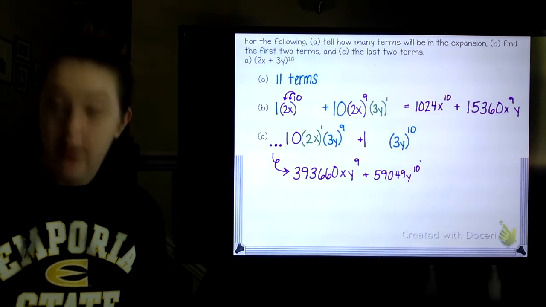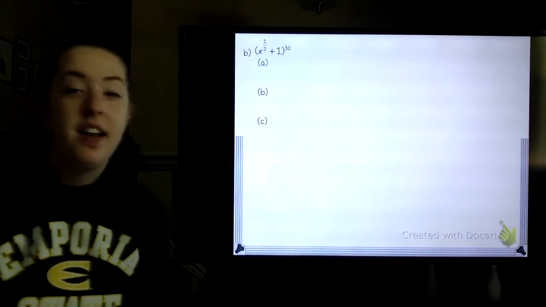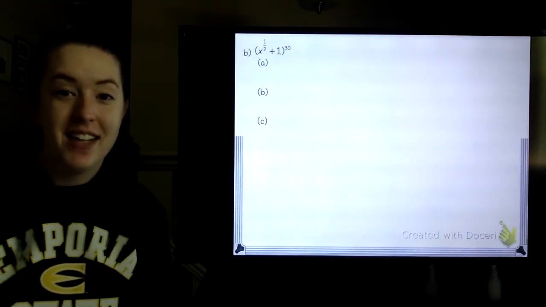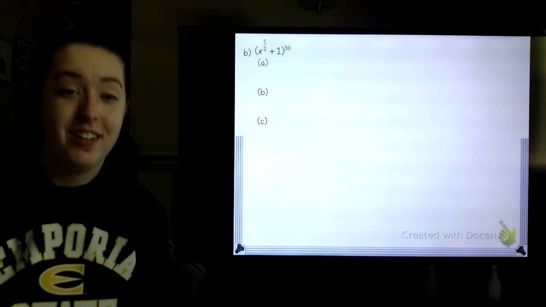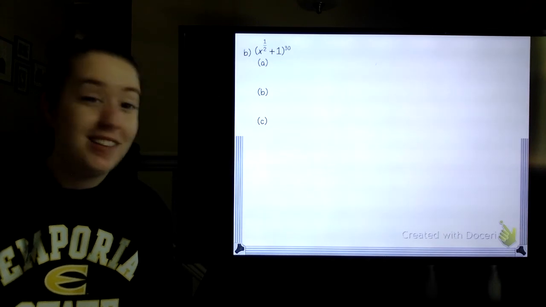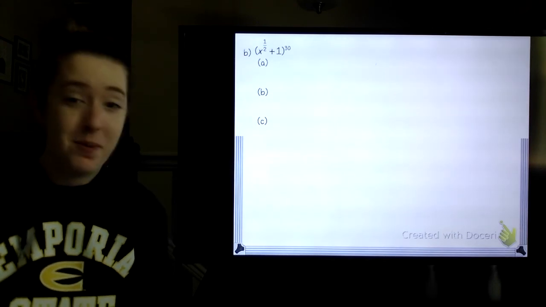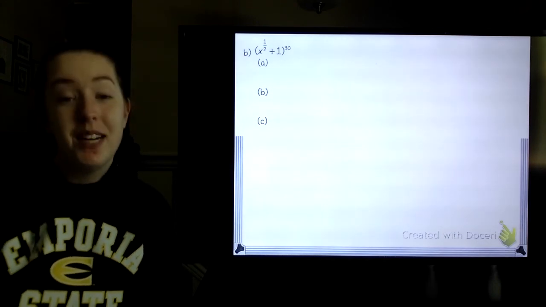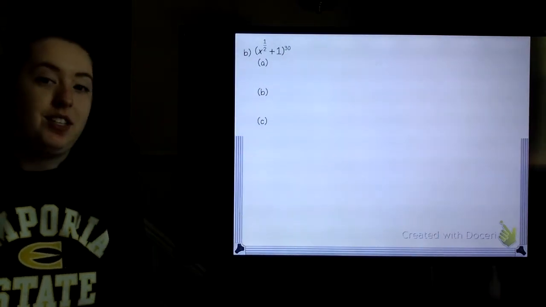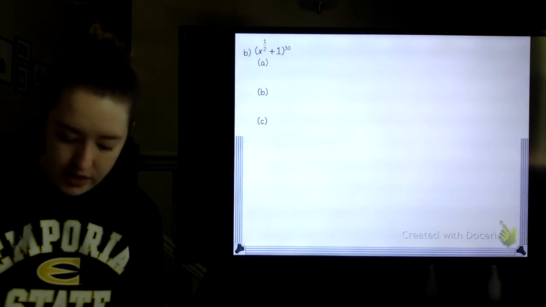Okay, so last one. Now it looks a little bit gross. We're going to have x to the 1/2 plus 1 to the 30th. It's actually kind of nice since 1 to any power is just 1, so it really won't be too gross. So how many terms will be in this expansion? Take my power and add 1 to it. So 30 plus 1 is 31.